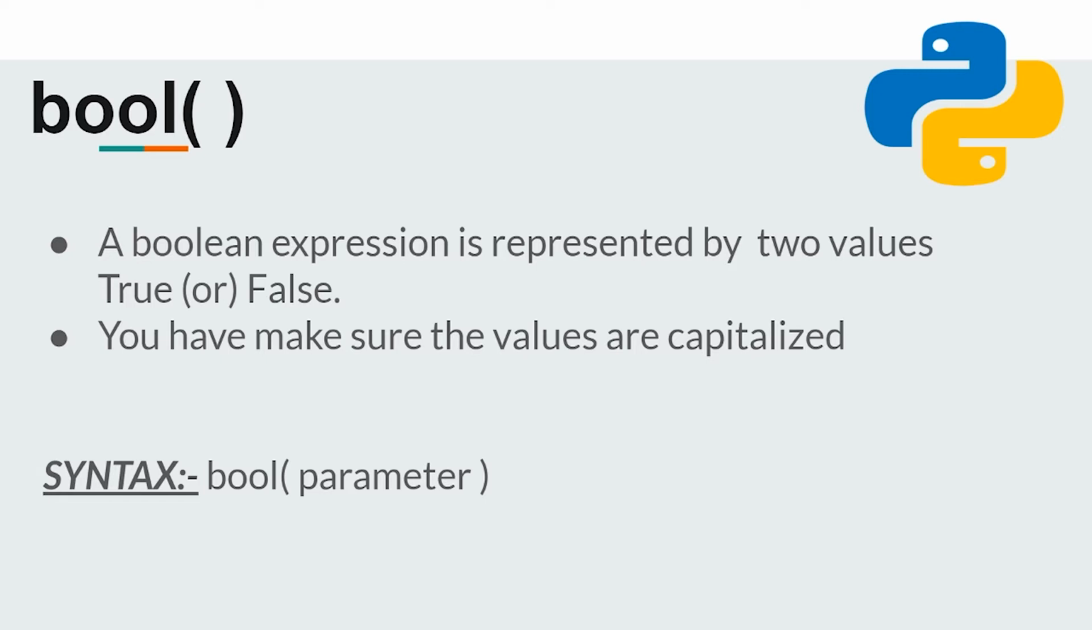So this is the syntax for the Boolean method, which you can see here is bool, and inside the parentheses you'll be mentioning which parameter you'll be using. For example, it could be a string or an integer, etc.